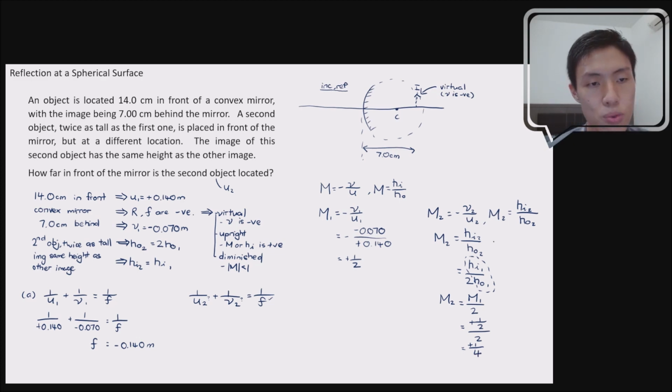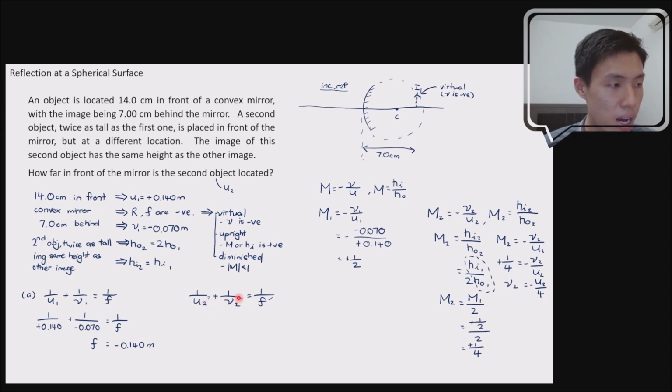Okay, knowing this M2 is important because if you relate it with M2 is equal to negative V2 over U2, you can say that positive 1 over 4 is equal to negative V2 over U2. So V2 is equal to negative U2 over 4. So through this relationship between M1 and M2, we are able to figure out a relationship between V2 and U2. And this is very important because we can use this relationship between V2 and U2 to figure out V and also to figure out U.